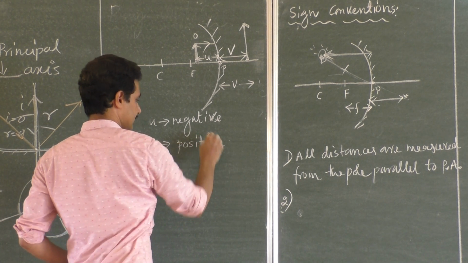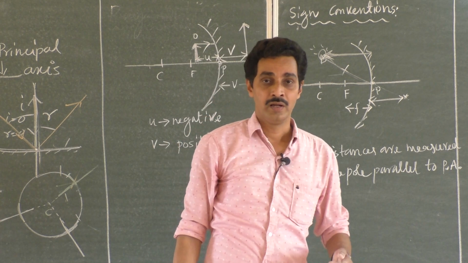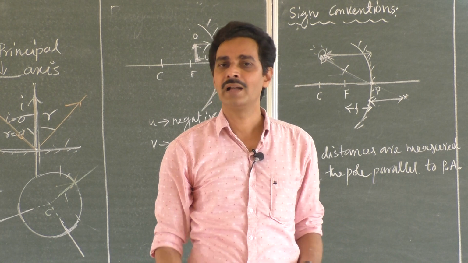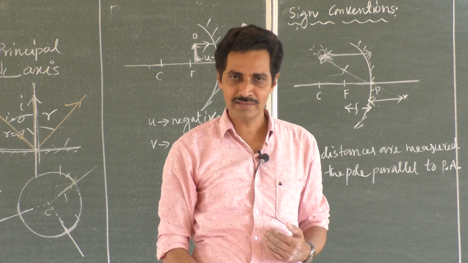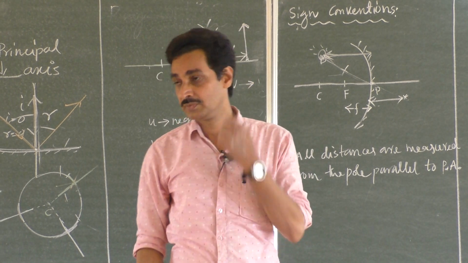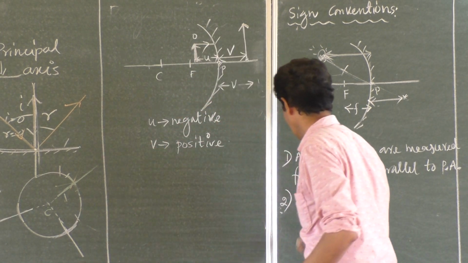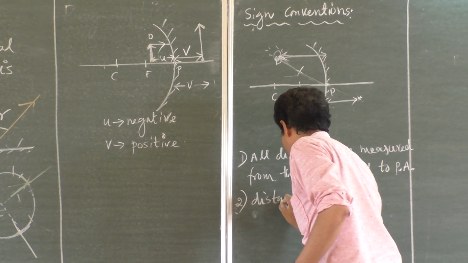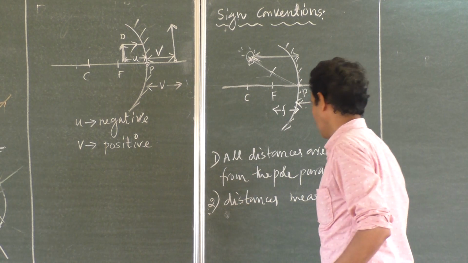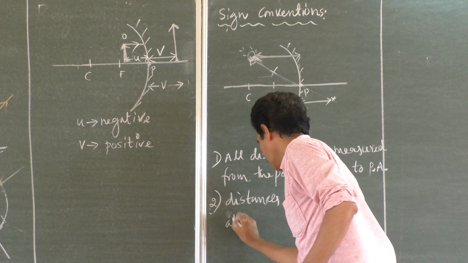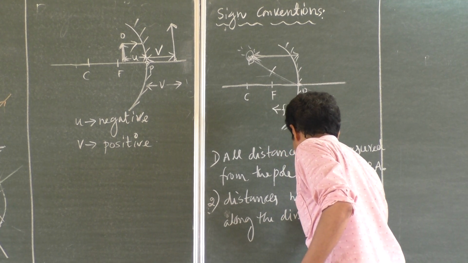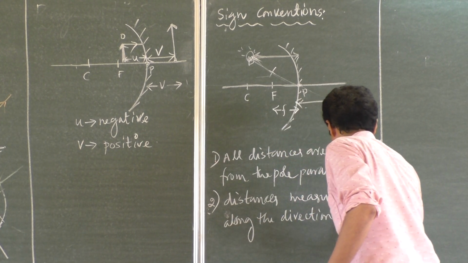So how do we write this? What is the second convention? Distances measured along the direction of light are taken positive, and distances measured opposite to the direction of light are taken negative. That is the simplest convention. Shall I write it? Distances measured along the direction of light are taken positive. I will write only this one.